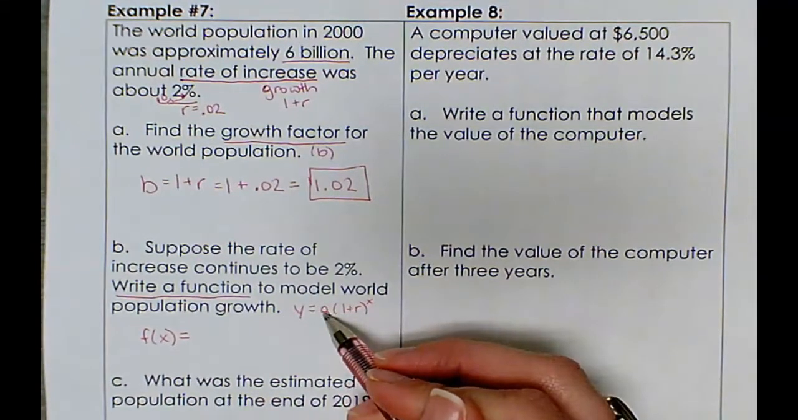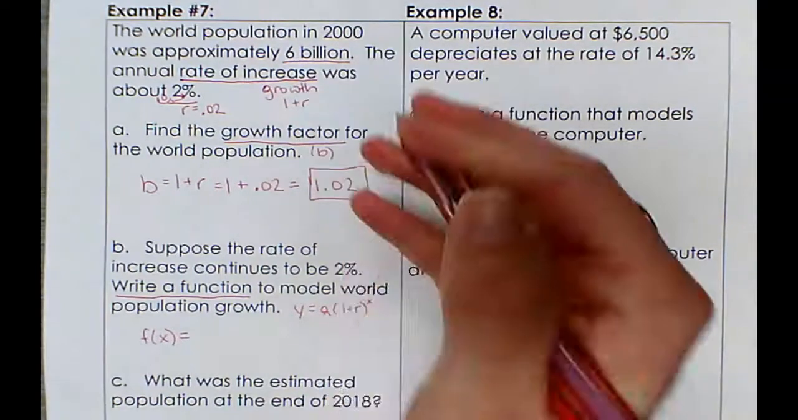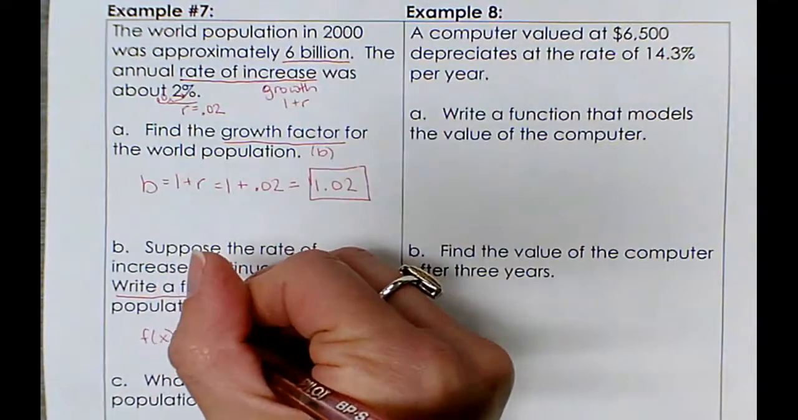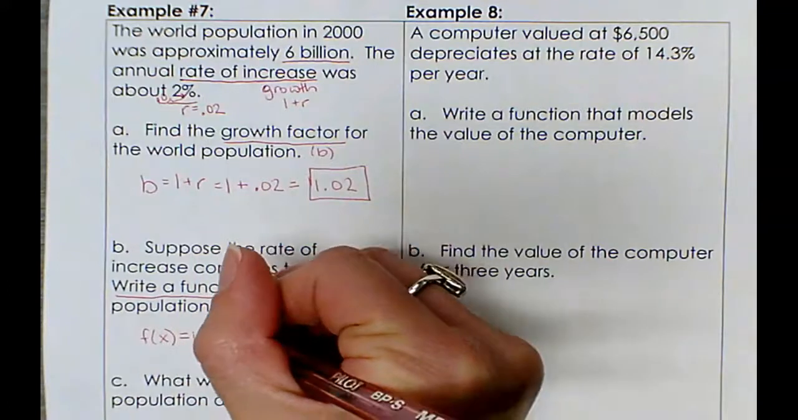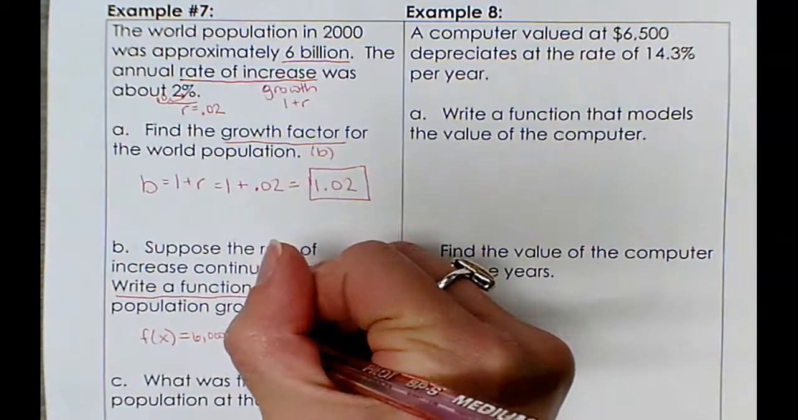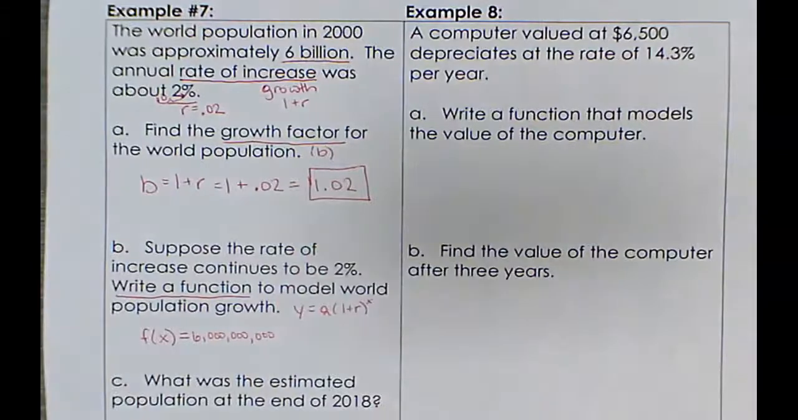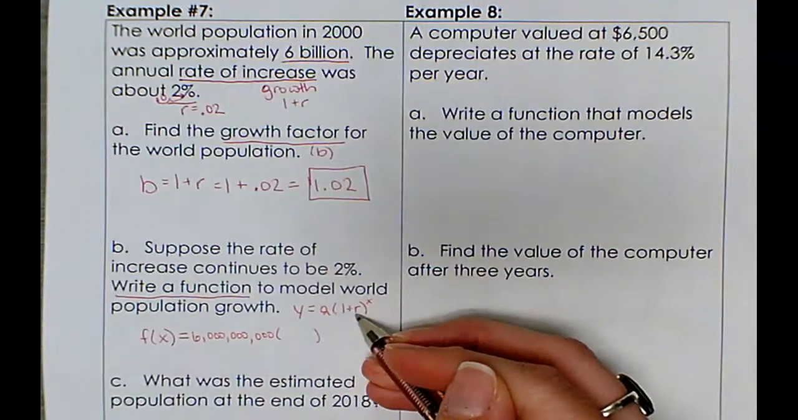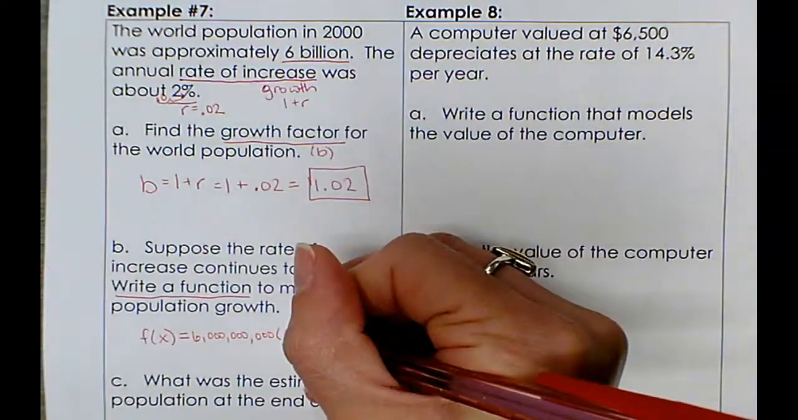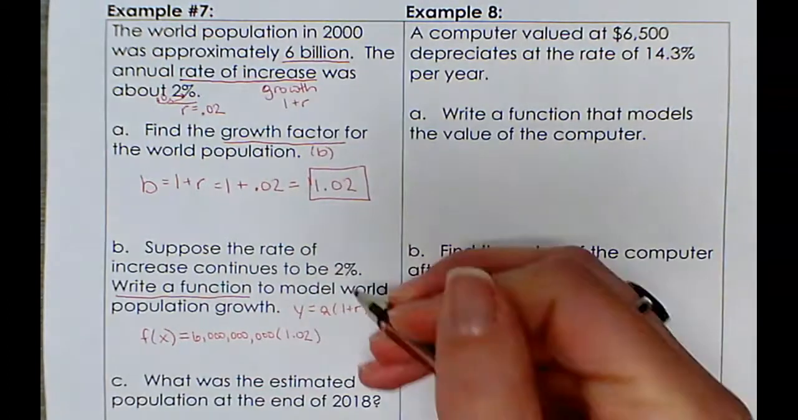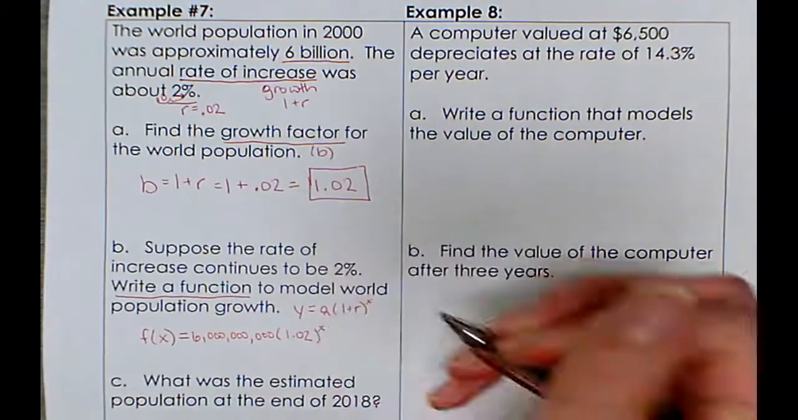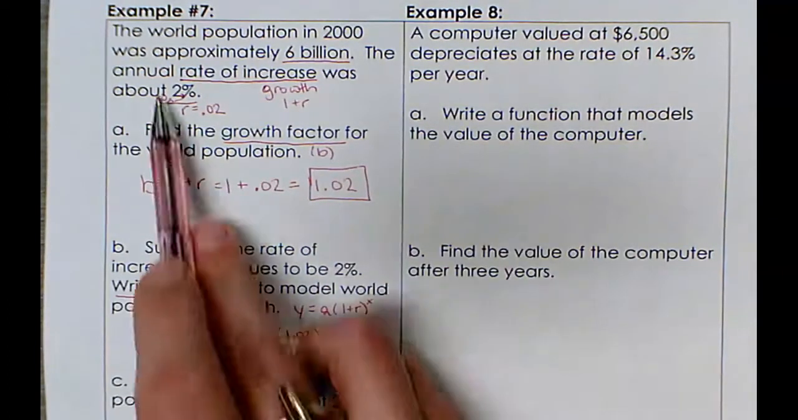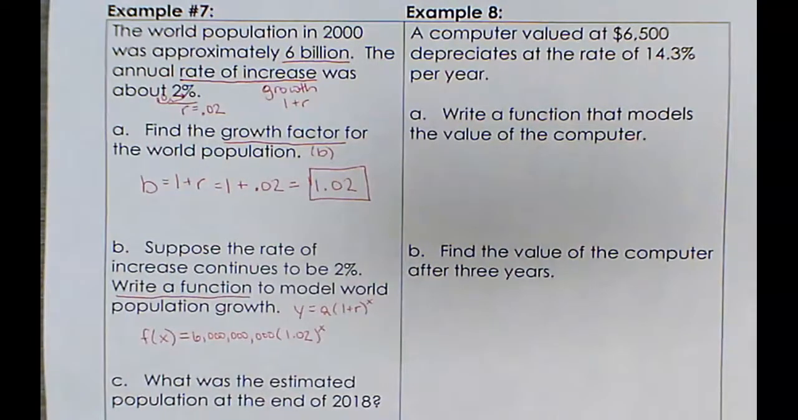What was the initial value of the world population in 2000? It was 6 billion, so 6,000 million, billion. There we go. There's 6 billion times my growth factor, 1 plus r, which is 1.02, raised to the power of x, which represents the time. And here we talked about an annual rate of increase, so this must be the number of years.